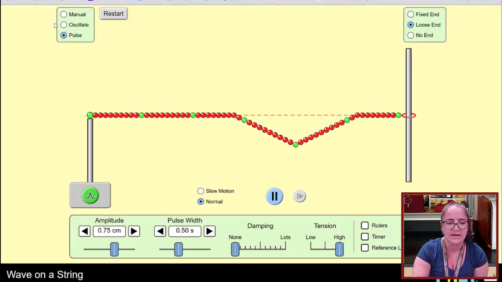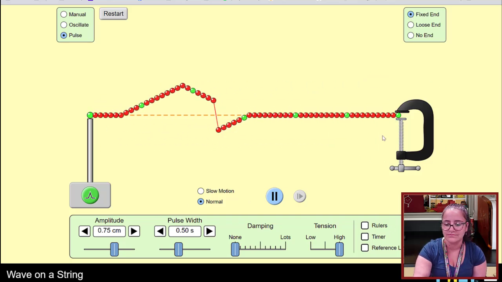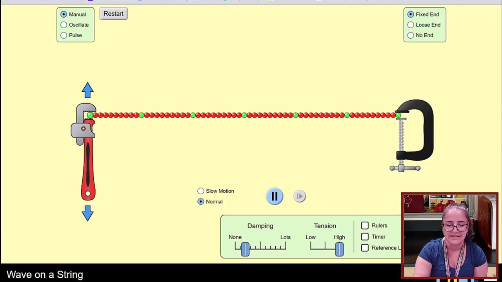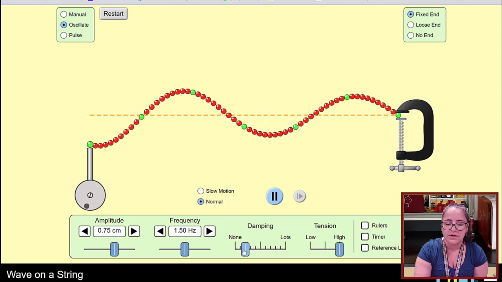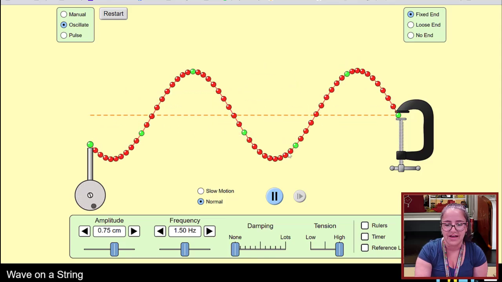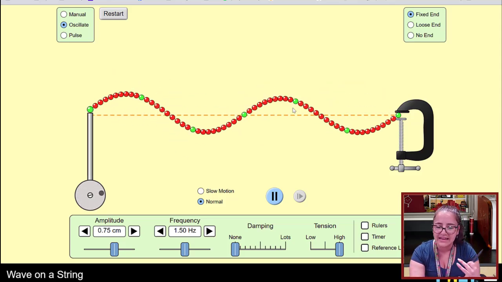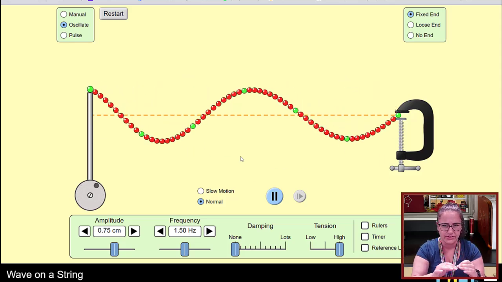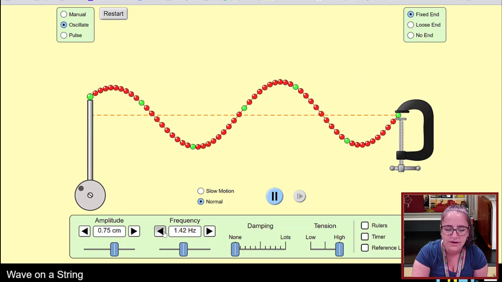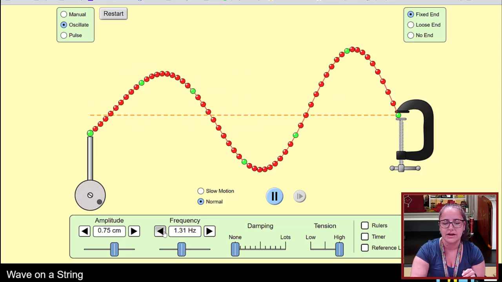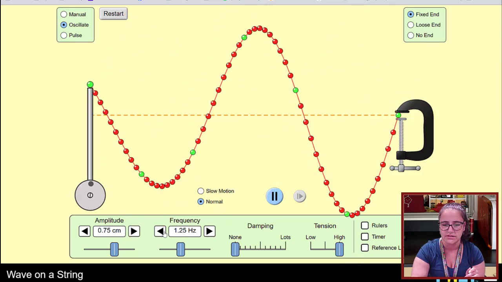Okay, back to the waves on a string. I'm going to go ahead and give it a fixed end so that we get that inversion. And I'll go ahead and reset it here. Now I'm going to change it to oscillate. We're going to turn down the dampening so we're not seeing much of that. And automatically you can kind of see it start to happen, but then it gets a little funky. So my goal is for this wave to look like it is standing still. So I'm going to try lowering that frequency a bit. In playing around with the simulation earlier, I was able to find it around 1.25 hertz.